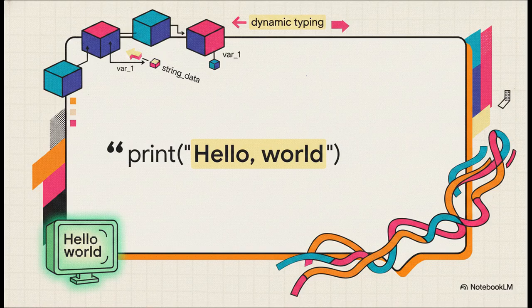So when you combine all of these concepts, the dynamic typing, the variables as containers, the strings, you arrive at the ultimate, most iconic code snippet in history. Print, open parentheses, quote, hello world. It calls the built-in print function, passes in a string data type, and boom, your message is on the screen. It is incredibly simple, but profoundly powerful.